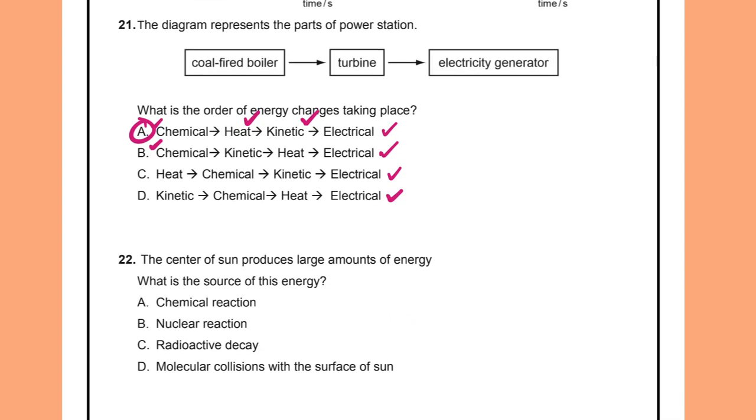The center of the sun produces large amounts of energy. What is the source of this energy? The source of this energy is a nuclear reaction, more precisely known as nuclear fusion, when the hydrogen nuclei in the center of the sun fuse together to produce helium.